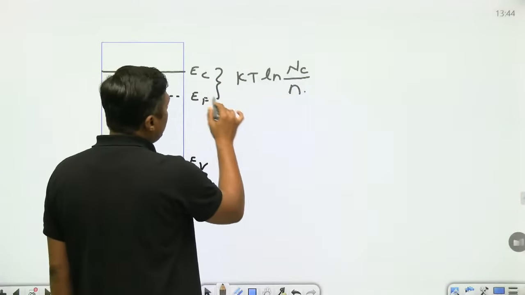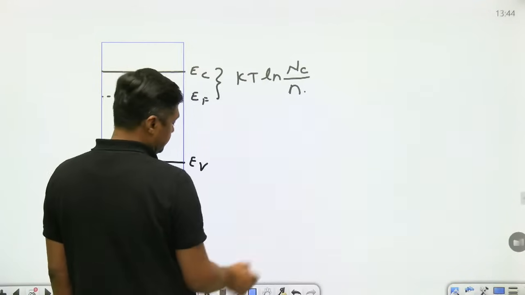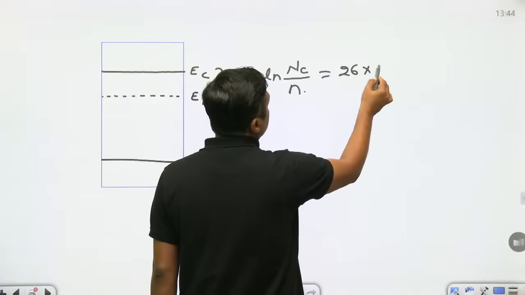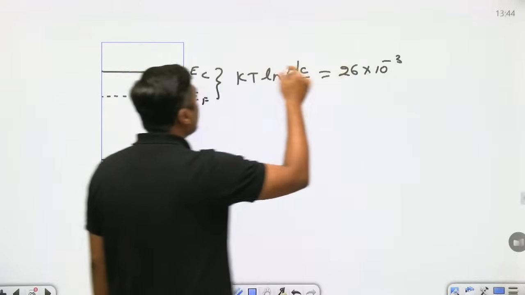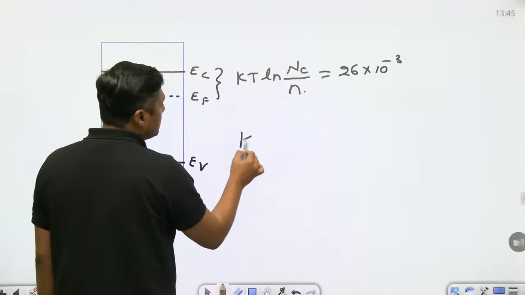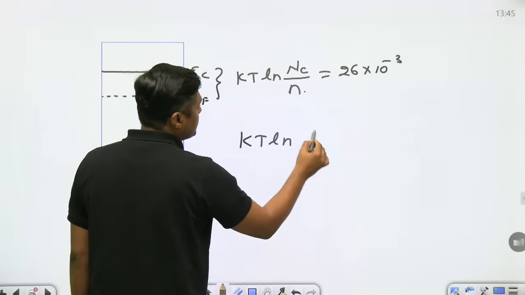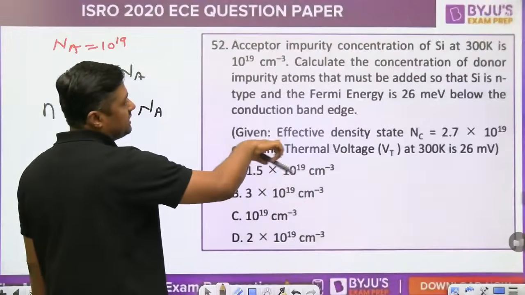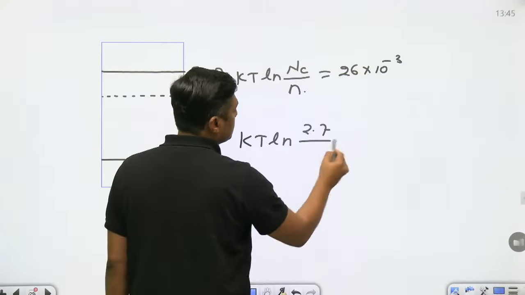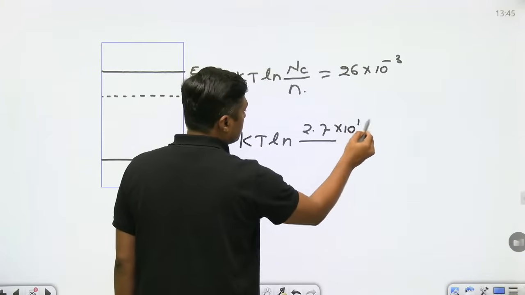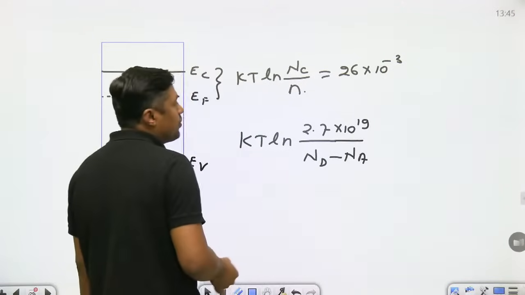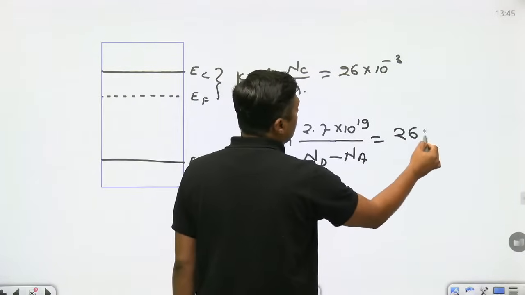So this gap Ec minus Ef is given as 26 millivolt. And what is the kT? Again it is 26 millivolt. You have to find that, it will become kT log of Nc, what is the Nc? Nc is given in the question, 2.7 into 10 raised to power 19, in place of N, Nd minus Na, donor minus acceptor impurity, and that is equal to 26 millivolt.